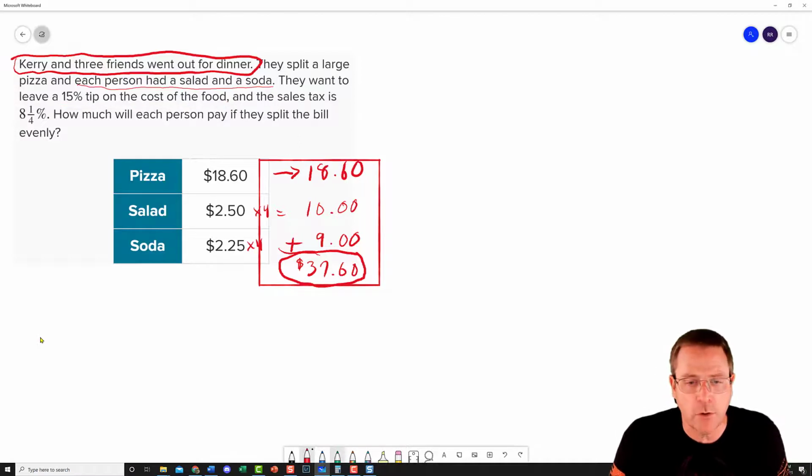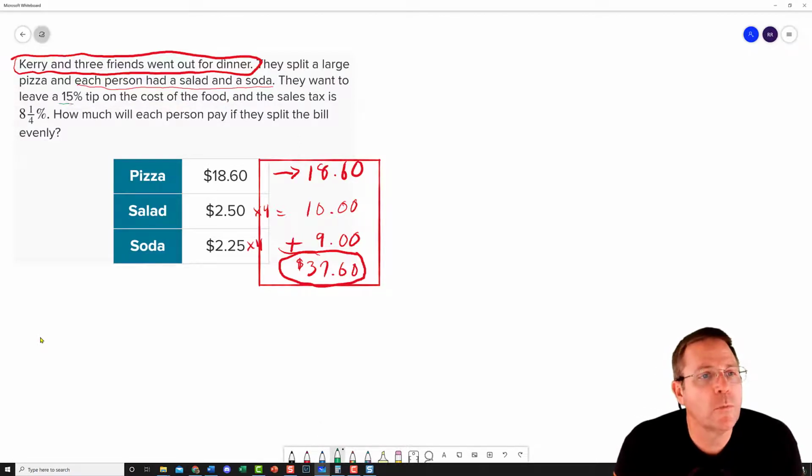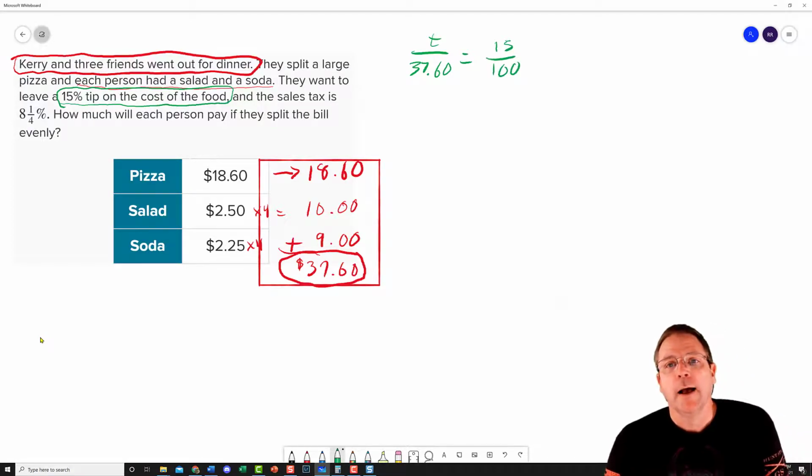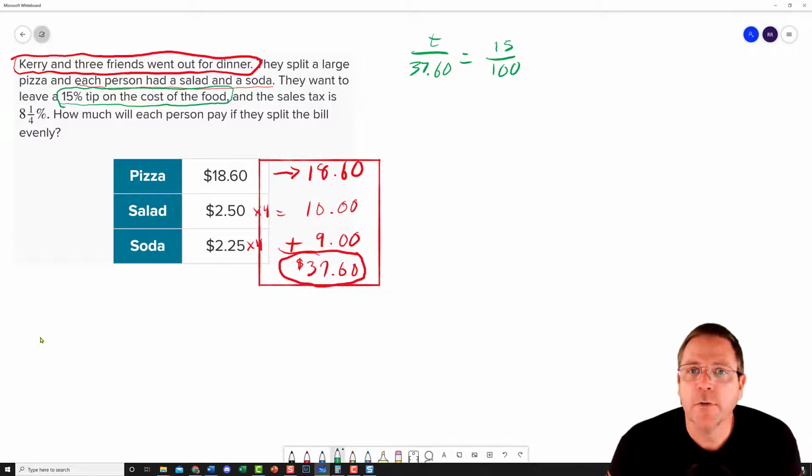Let's go ahead and change our color here so we can keep our different works a little more separated. 15% on the cost of the food. Not on the tax, just on the cost of the food. So, our cost of our food was $37.60, so the tip over the 37.6 is going to equal 15%, which is 15 over 100. I'm going to use the properties of operations approach for this. T over 37.60 is equal to 0.15.